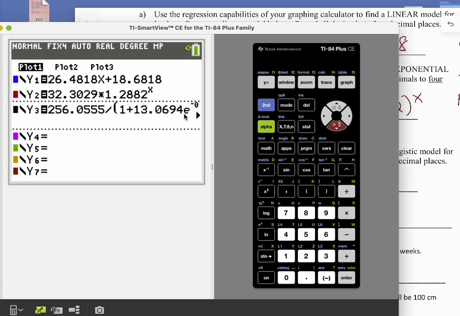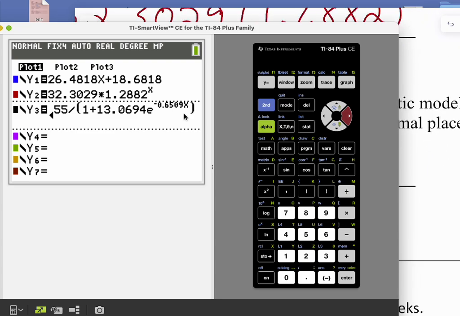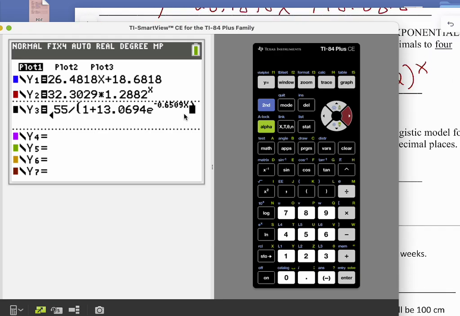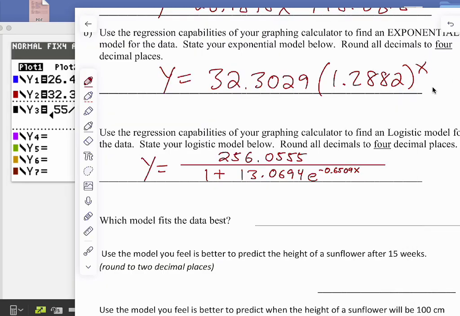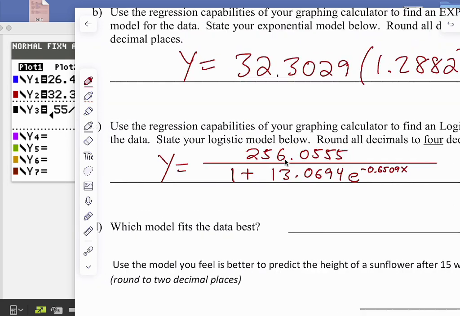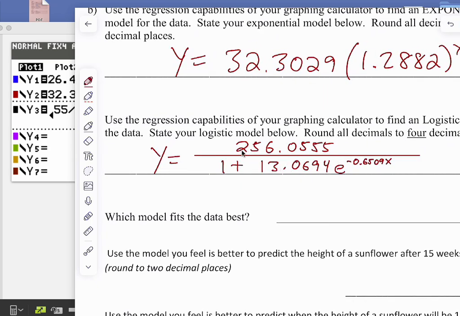This one doesn't all fit. That E has a negative number always on these logistics. And they always have that X, and sometimes people forget to write the X. So let me show you my screen here. So you should write it as one big fraction and just write down what I wrote down.